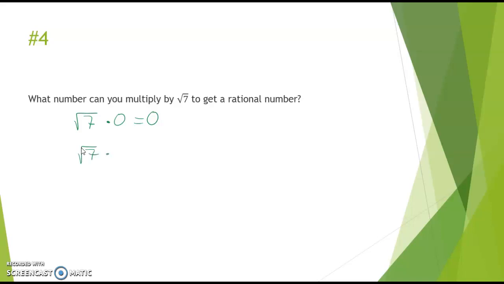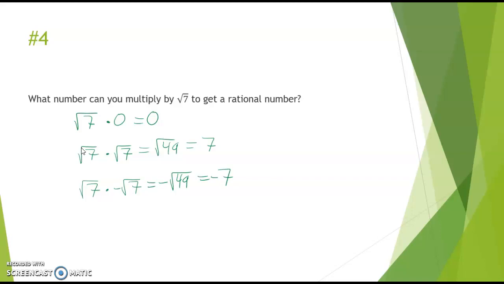I know if I times it by itself, so if I go square root of 7 times square root of 7, that's going to give me the square root of 49, which we know is 7. So 7 is also a rational number, so square root of 7 works. And then my last one is, if I multiply it by the negative square root of 7, notice that the negative's on the outside. You can't take the square root of a negative number, so the negative's on the outside. This is going to give me negative square root 49, which then will give me a negative 7, which is also a rational number.